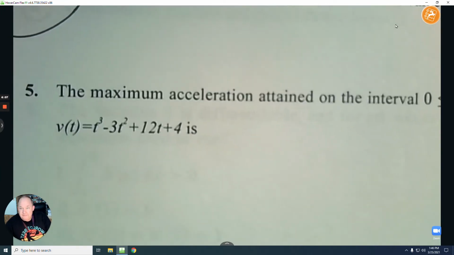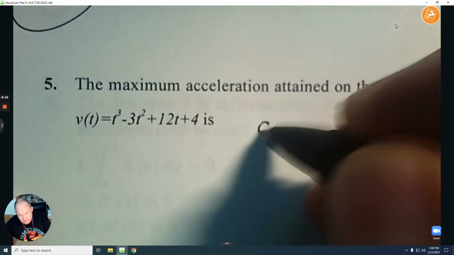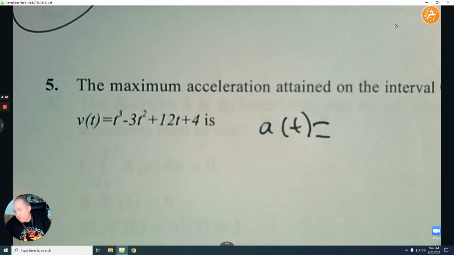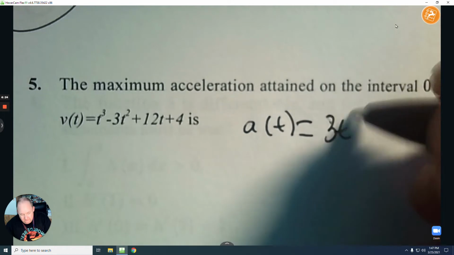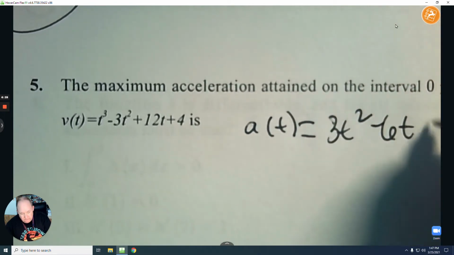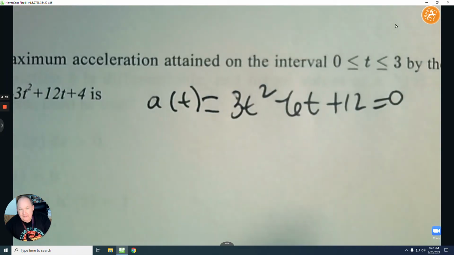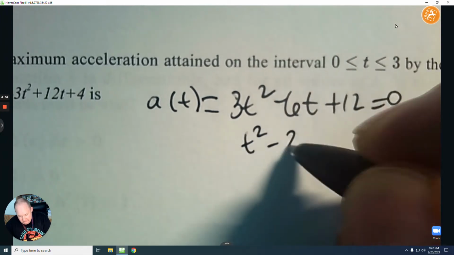Number 5, can you find the maximum acceleration attained on this interval when the velocity is that? So step number 1 here is to write down the acceleration equation. When you write down the acceleration equation, that's 3t squared, subtract 6t plus 12. We're going to make it equal to 0, and I want to solve that. So I'm going to divide everything by 3.